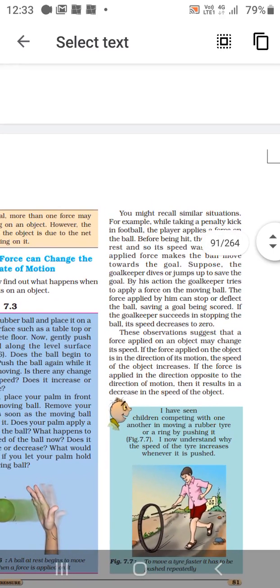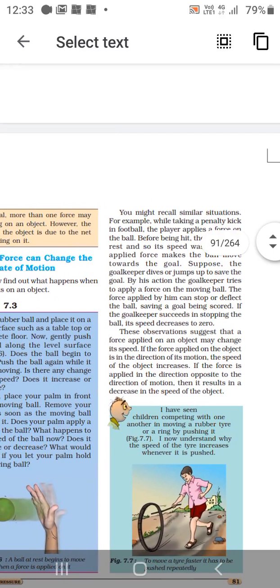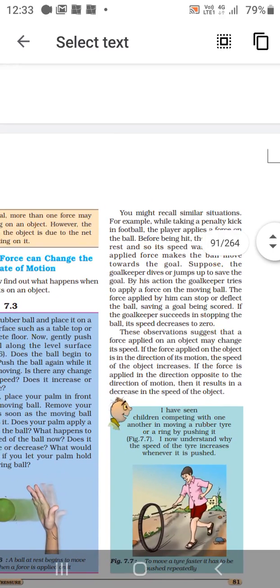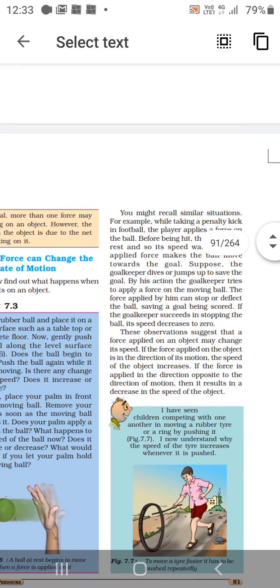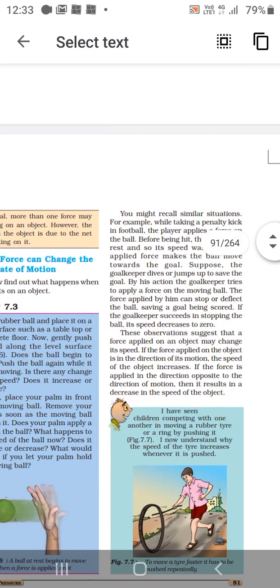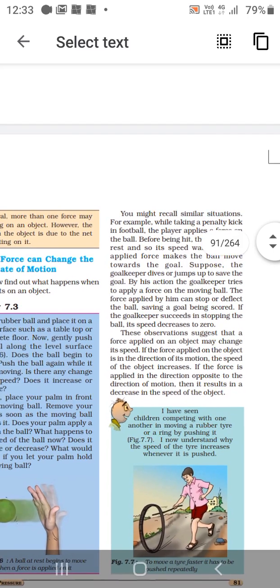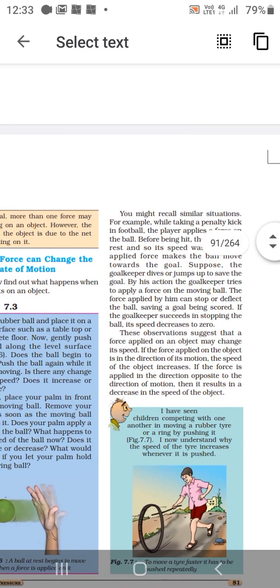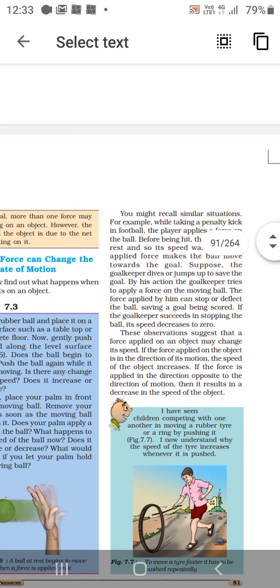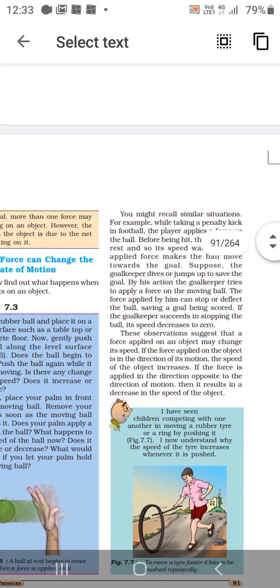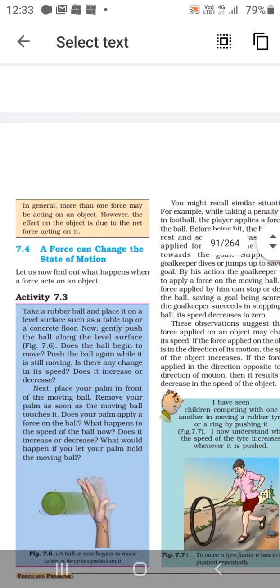By his action, the goalkeeper tries to apply a force on the moving ball. The force applied by him can stop or deflect the ball, saving a goal being scored. If the goalkeeper succeeds in stopping it, the speed decreases to zero. These observations suggest that the force applied on an object may change its speed. If the force applied on an object is in the direction of motion, the speed of the object increases. If it is applied in the opposite direction, then it decreases the speed of the object.